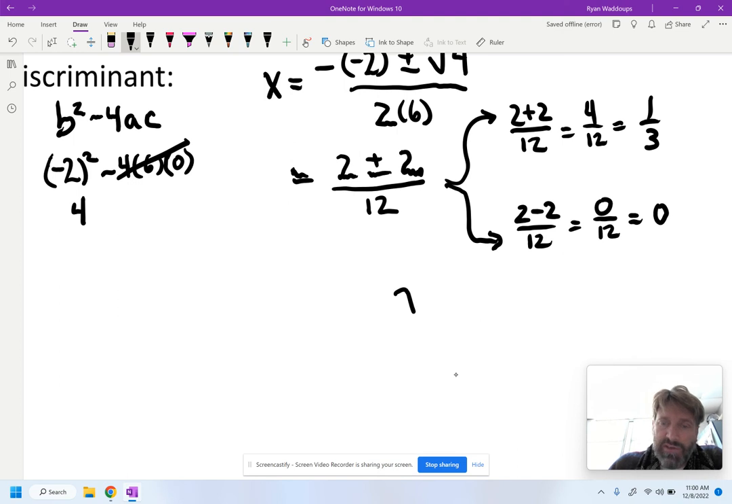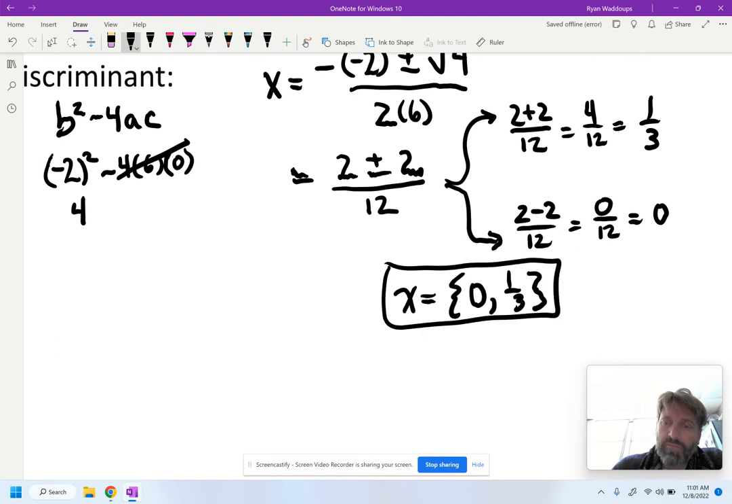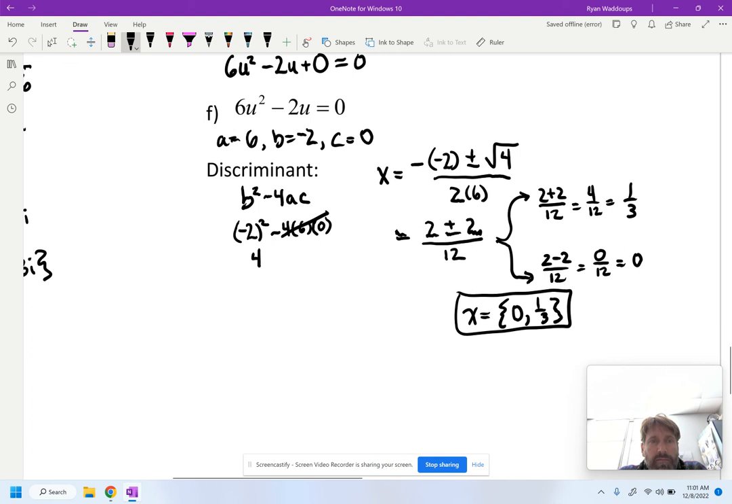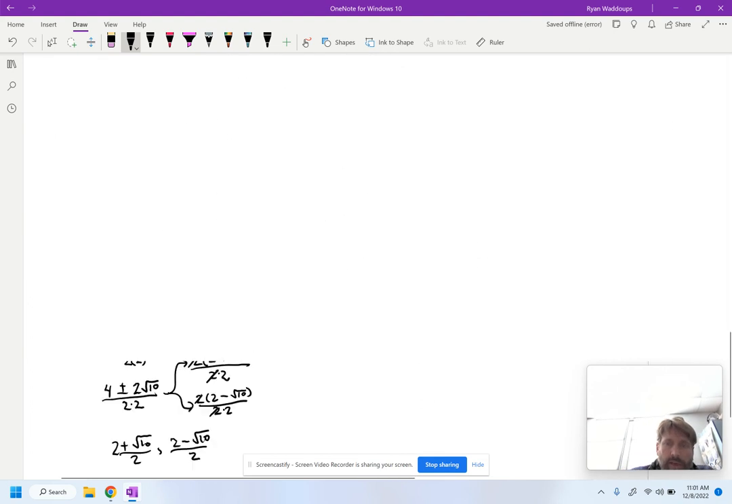And so our solution set, x, is 0 and 1/3. And that's it, I believe.